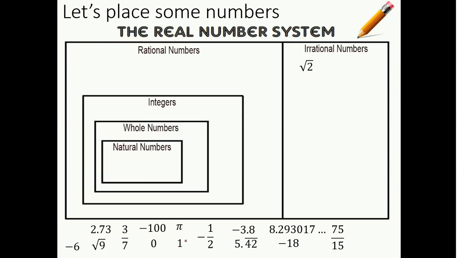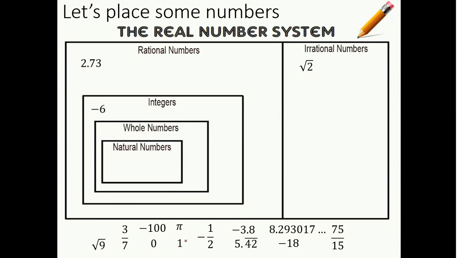What about -6? -6, it's not a whole number because it's a negative, so he's got to go to the integers. Because he's not irrational yet. He is irrational, but most likely his most specific is an integer, right? 2.73, that's a terminating decimal. So he has to go to the rational numbers.